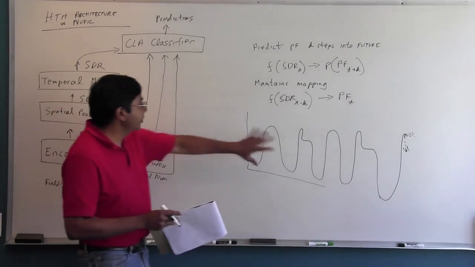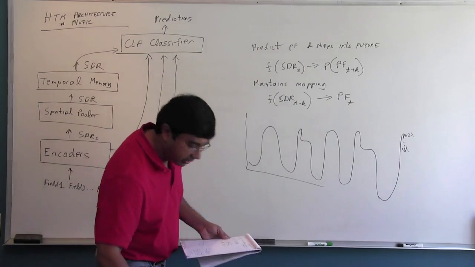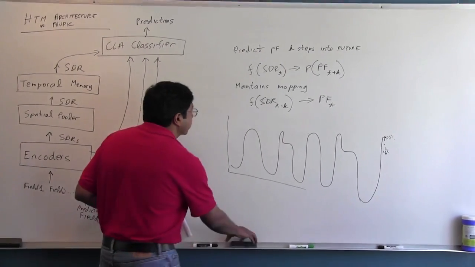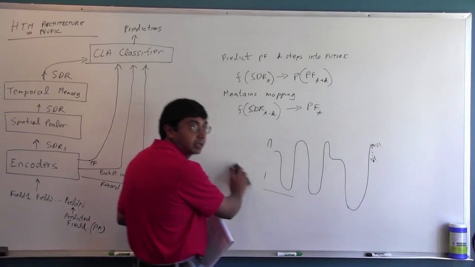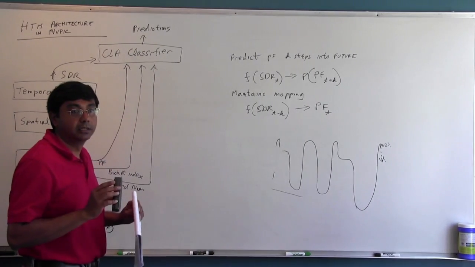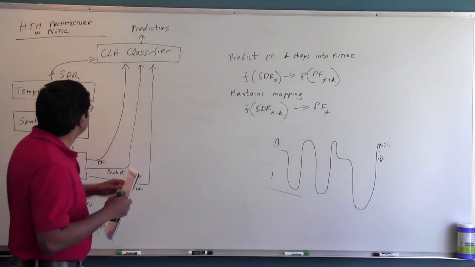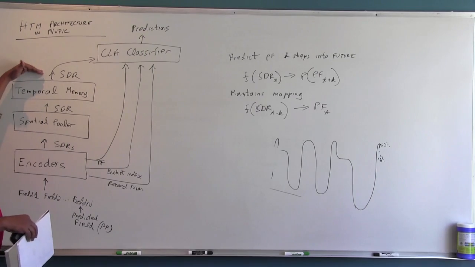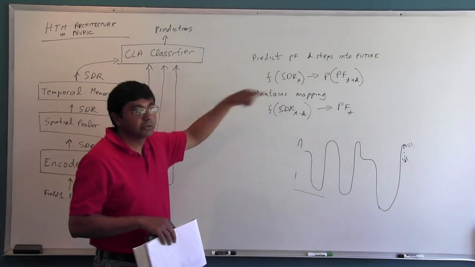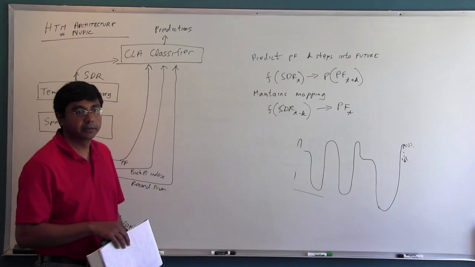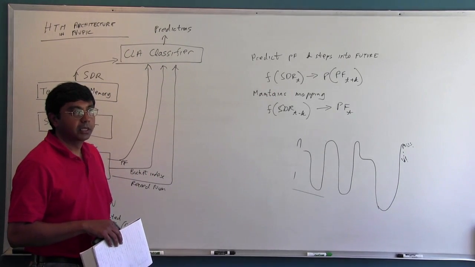Another question is, how do we get these numbers out? It's actually pretty simple. But the classifier is not doing predictions. The classifier is reading out this SDR and figuring out how it maps to values. It's not actually doing the prediction of the sequence.